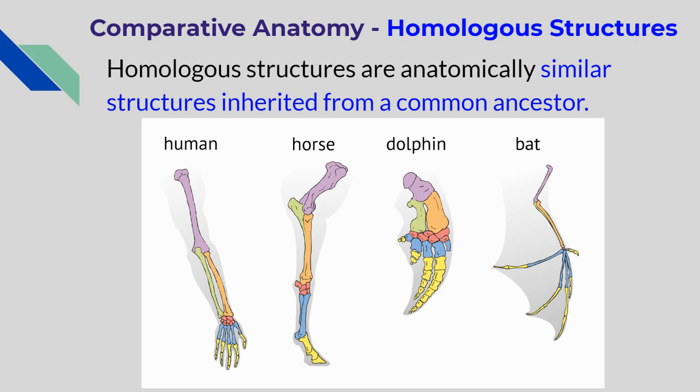And the fact that we all may have come from one original mammal has resulted in the fact that we have these homologous structures, or structures that are inherited from a common ancestor. So that's a piece of evidence towards the theory of evolution.